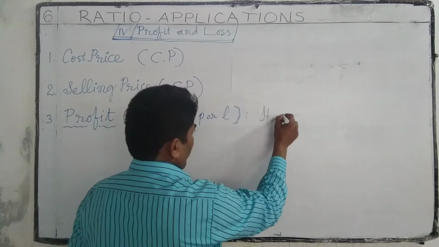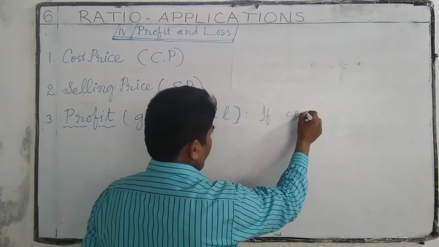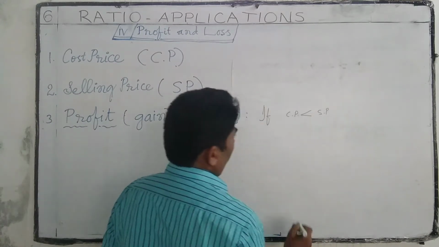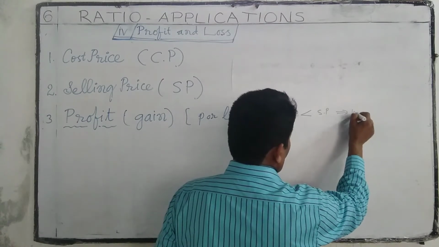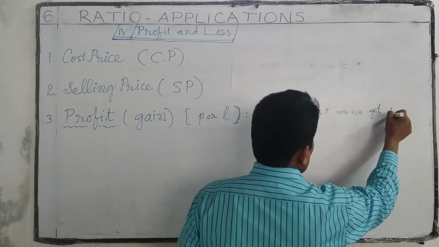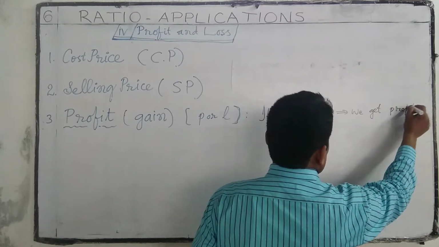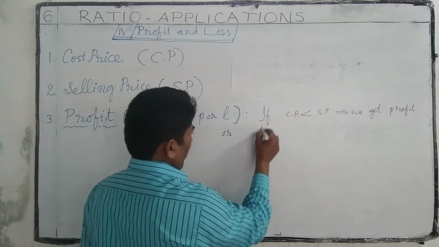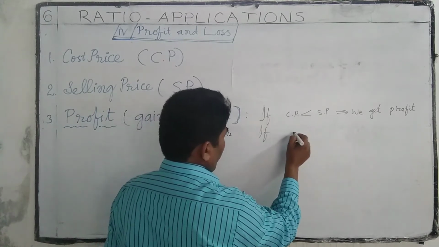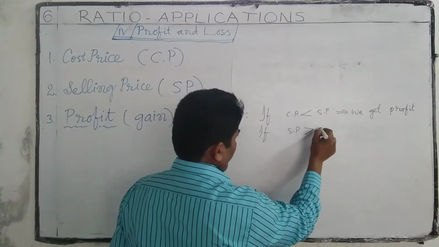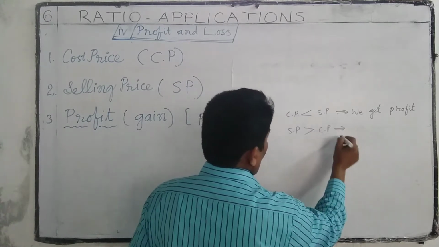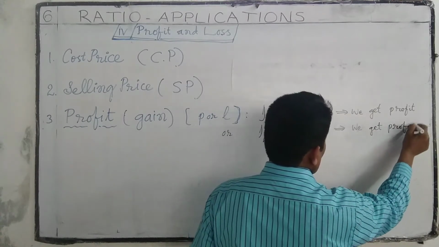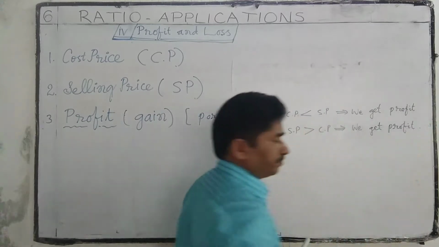If cost price is less than selling price, then we get profit. Or if selling price is greater than cost price, then we get profit or gain.